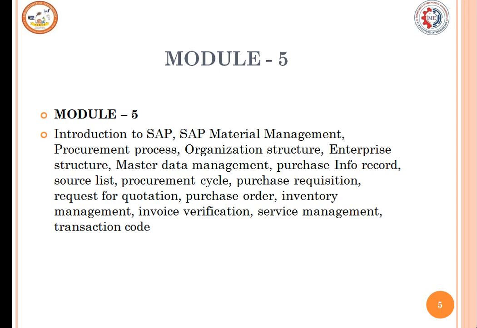So inventory is checked prior to procuring materials inside the organization. Every time, invoice verification will be done so that a proper order will be maintained. So service management will be done. Transaction codes will be added for each product so that whenever we are going to use the products, we'll be able to know what it is.